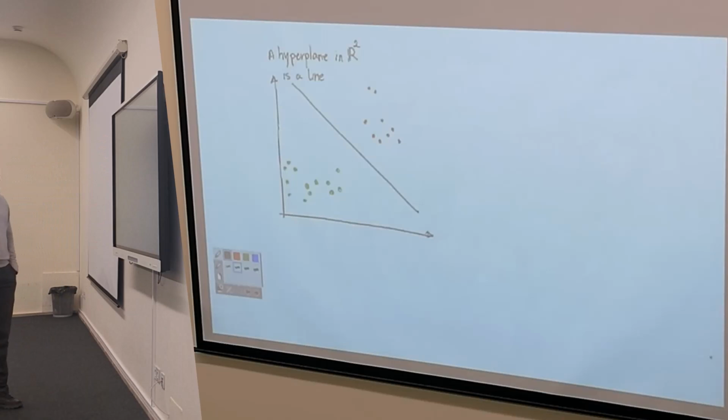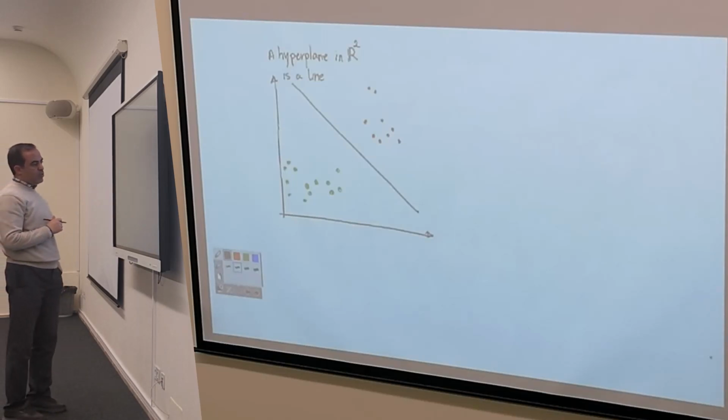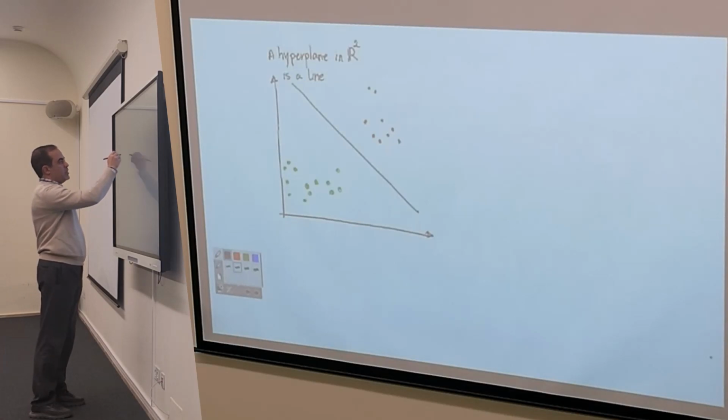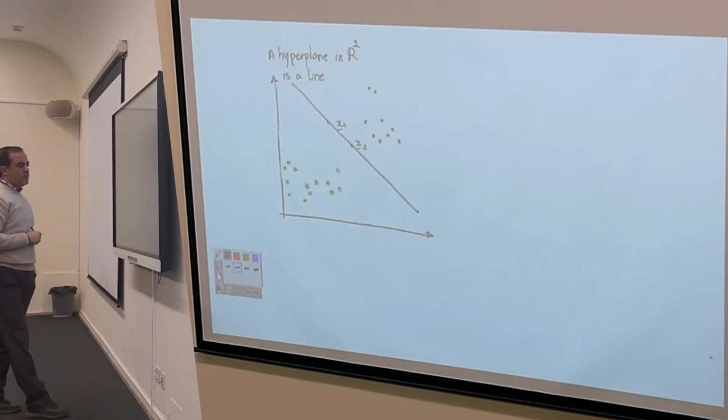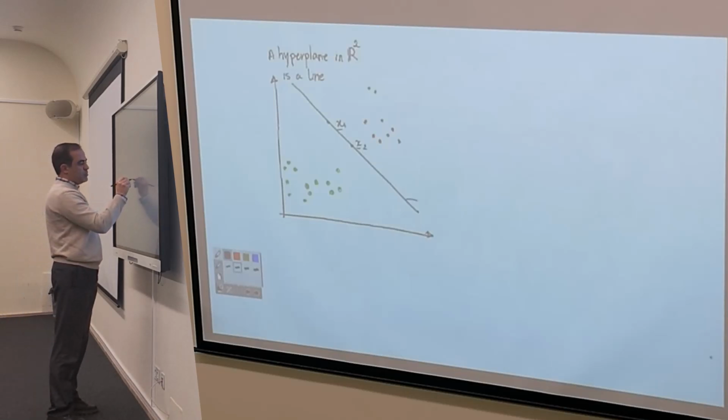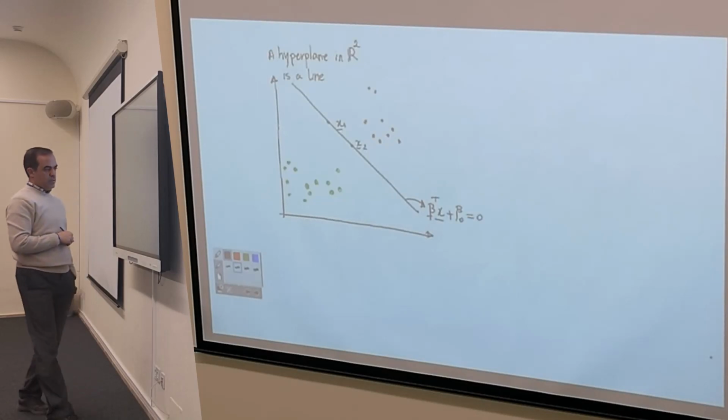And what we need to know is that the equation that we had from our model, if we consider for example x1 and x2, if they are on this hyperplane, for sure, we will have what? The beta transpose x plus the intercept is equal to 0.